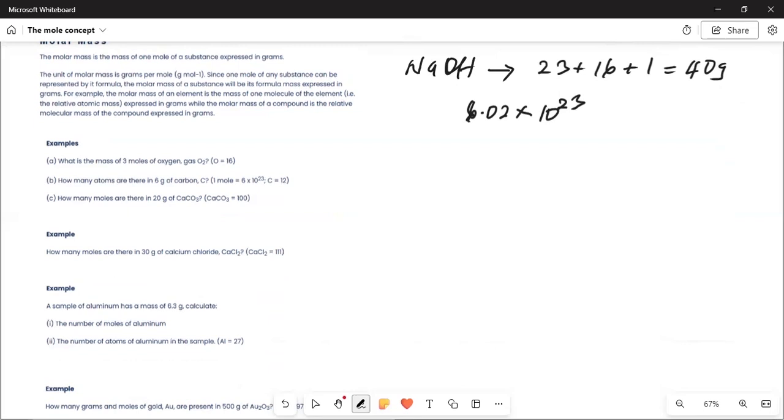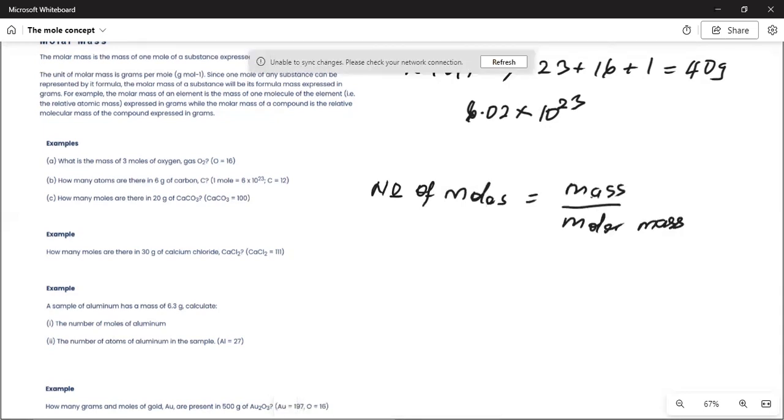The first one says, what is the mass of 3 moles of oxygen gas, given that 1 atom of oxygen is 16? We know that number of moles is equal to reacting mass over molar mass. Since the question asks us for the mass, if we cross multiply, then mass will be number of moles multiplied by the molar mass.